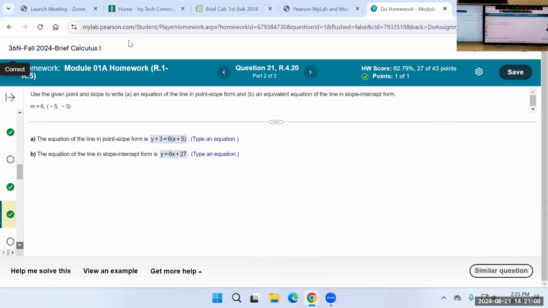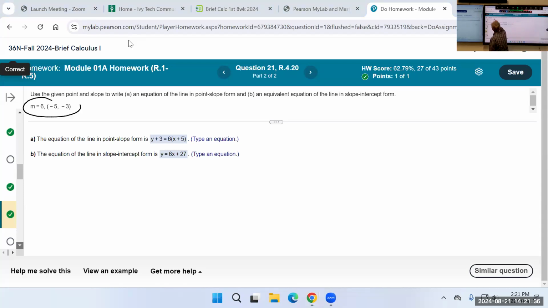So use the given point and slope to write an equation in the point slope form. And part B, the equivalent equation in the slope intercept form. This question is giving me information about a line and it wants it in a particular way. I just wanted to review what those vocab words were. It's in the lecture notes as well. I wanted to slow down and talk about that.